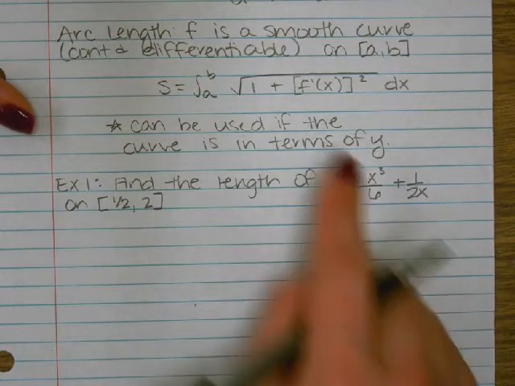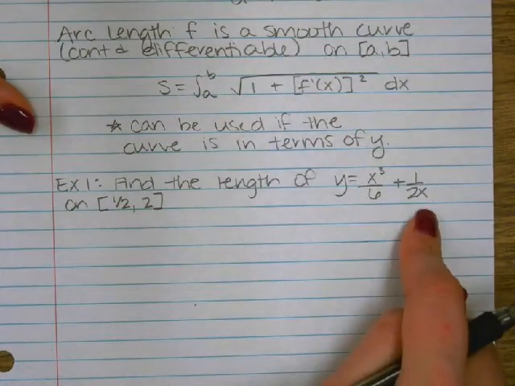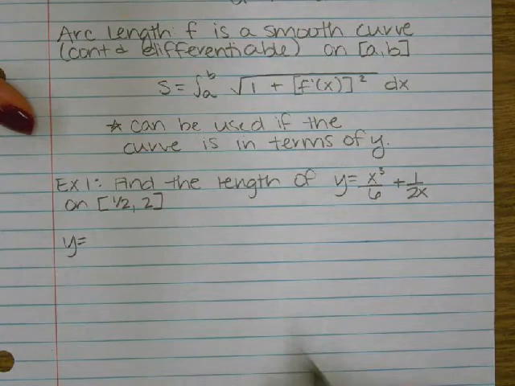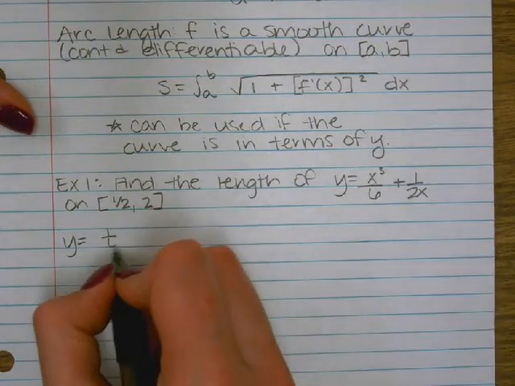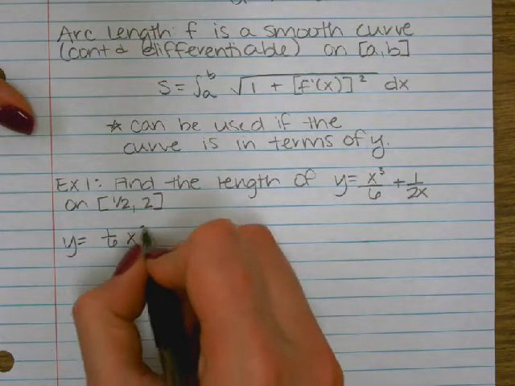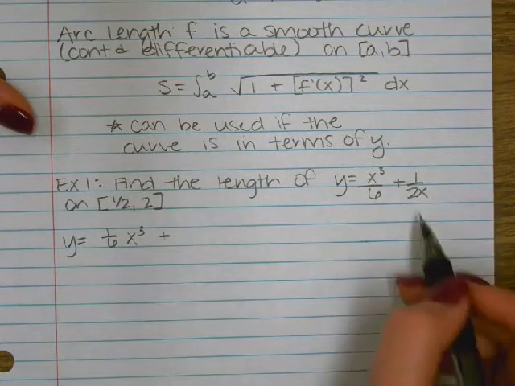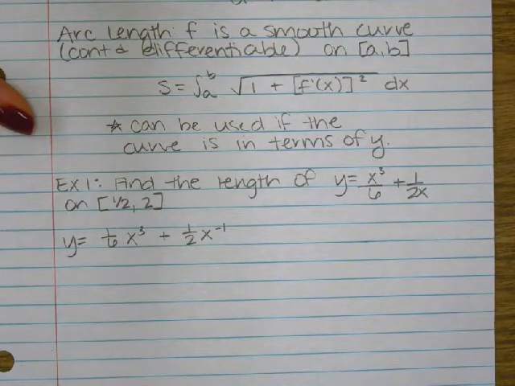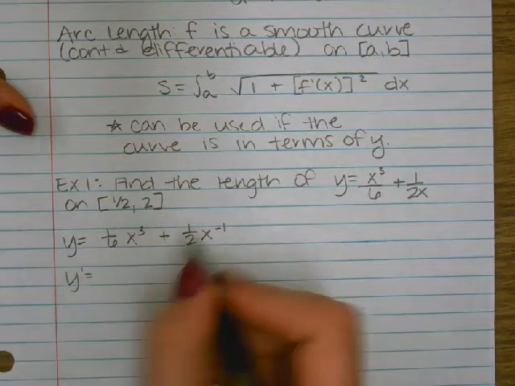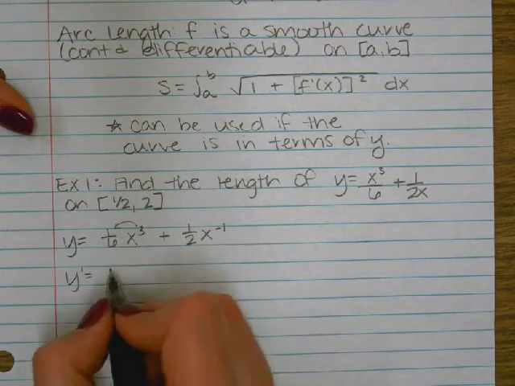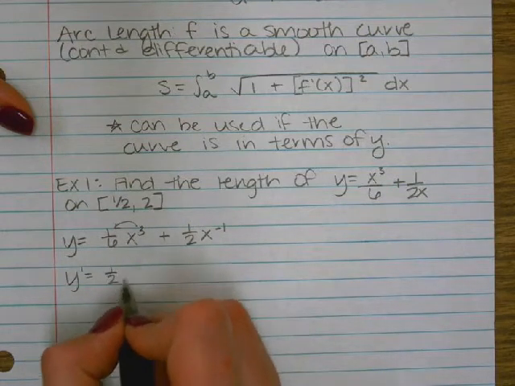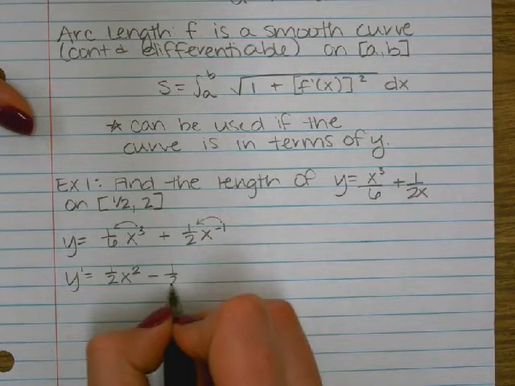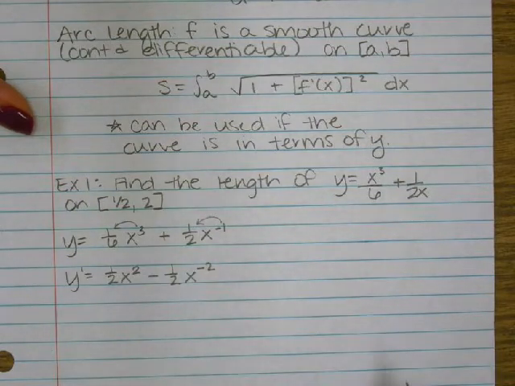So I know that for me to use this formula, I have to take the derivative of my function. So before I take the derivative of this function, I want it to look a little bit nicer so that it's easier for me to take the derivative. So I'm just going to write this as 1/6 x to the third because that's easier for me. And then this would be 1/2 x to the negative 1. So my derivative, 3 times 1/6 is 3/6, which is 1/2 x squared. Negative 1 times 1/2 is negative 1/2 x to the negative 2. So there's my derivative right there.